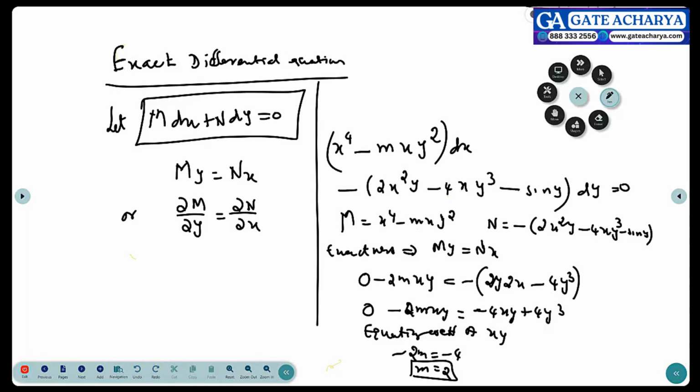This is how they will ask: a constant is given, and if it is exact, what is the constant value? So we prove the condition M y is equal to N x. M y means the partial derivative of M with respect to y, N x the partial derivative of N with respect to x. But before that, we check that it is of the form M dx plus N dy. We should not forget that. The condition is M y is equal to N x.